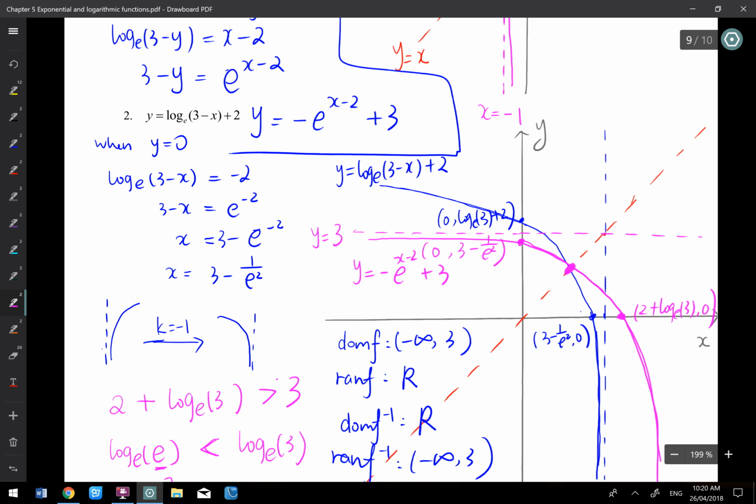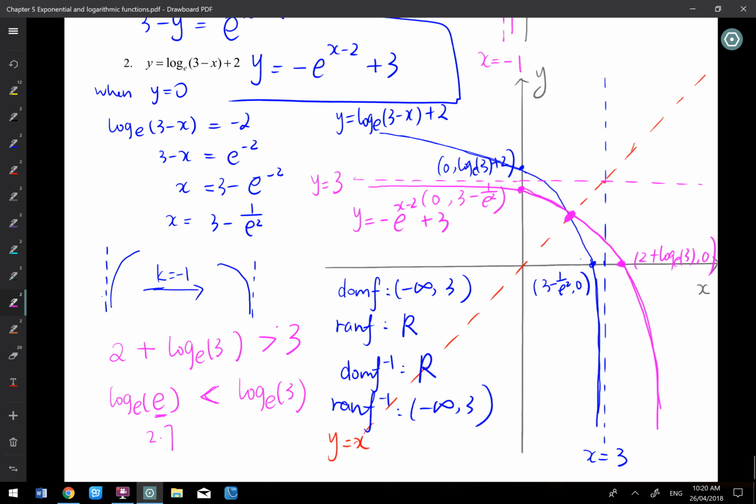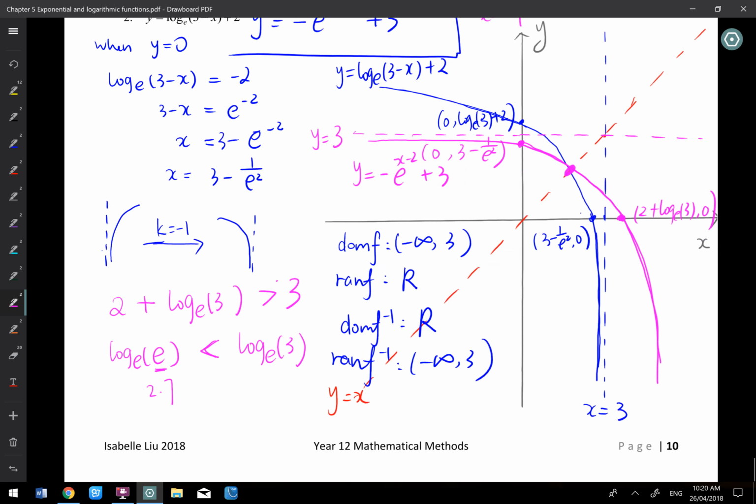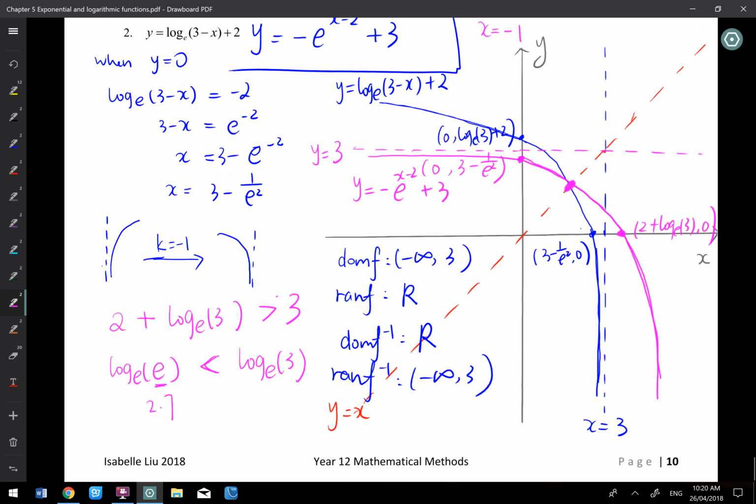When you sketch two equations on the same set of axes, you must label the graph. Indicate which equation is which graph. The pink one is exponential and the blue one is logarithm. You must label that. And you can see that it's symmetrical about the line y equals x. If you reflect it, it will be the same, so it's symmetrical. After you sketch the inverse function, you must see by yourself whether it's symmetrical about that line. If it's not, then you got something wrong.